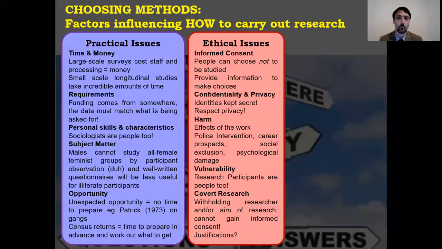Or maybe you want to learn why people get radicalized. Are you going to tell the potential terrorists and the potential ne'er-do-wells that you are a researcher and that you're going to get their informed consent about what you're doing? Well, obviously not. That's really dangerous. So you can argue that there are justifications. Equally, though, if you withhold the researcher and or the aim of research, you can't get informed consent.